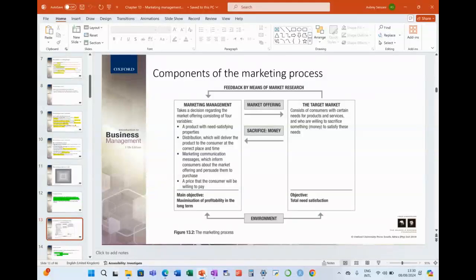And then here you've got the components of the marketing process. There you can see there's the environment, there's the marketing offering, and there's the feedback by means of market research. Earlier on, we spoke about surveys. Complaints also give us feedback. We can use that in our marketing research to say, this is not working for our clients.